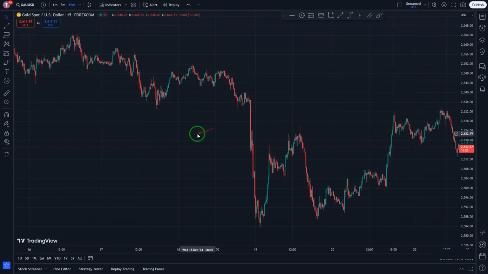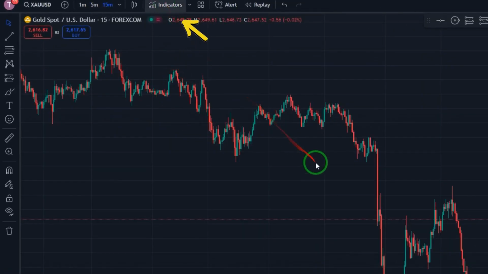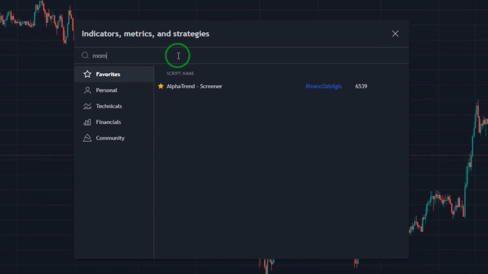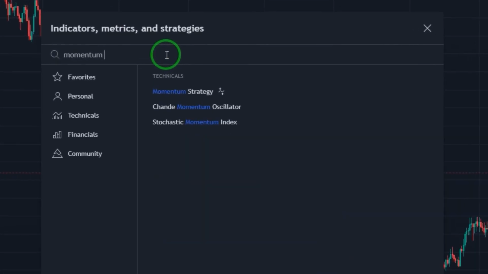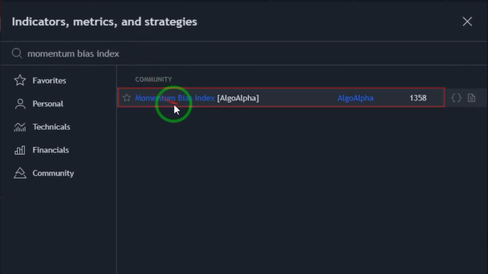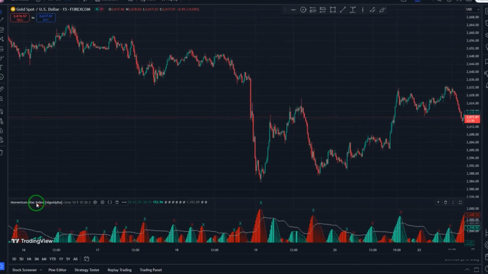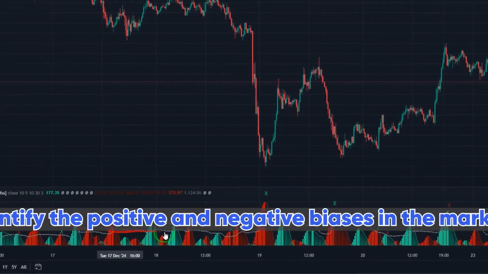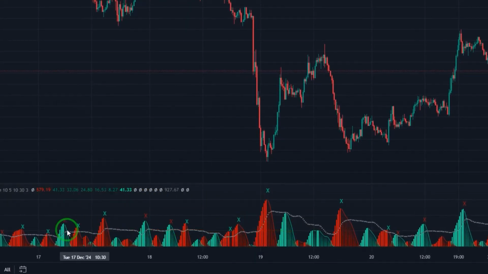Now, go to the indicators section at the top of the platform, click on it, and a window will pop up. Type Momentum Bias Index into the search bar and press Enter. Then select it from the search results and add it to your chart. The Momentum Bias Index is a powerful tool designed to identify the positive and negative biases in the market. It helps you recognize the overall market trend and gives you accurate buy and sell signals.